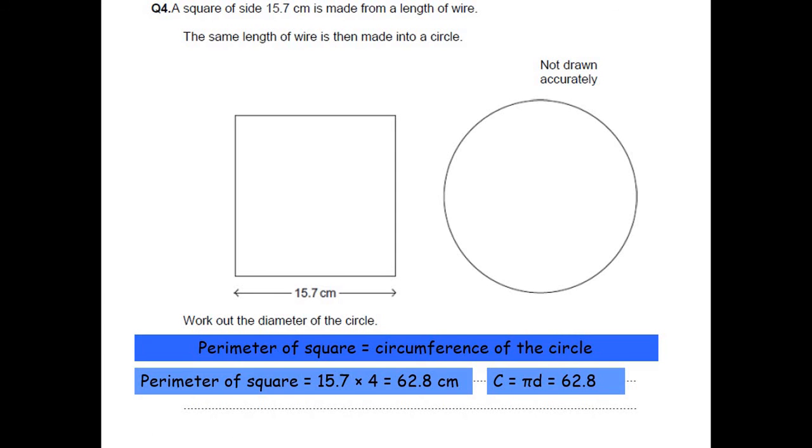Now we take our circumference. It says the circumference equals pi multiplied by the diameter equals 62.8 centimeters. So we need to take our 62.8 centimeters and divide it by pi to give us the diameter. And if you do that, you will get 20 centimeters. So that's working backwards, starting from knowing what the circumference of the circle is and going backwards to getting the diameter.